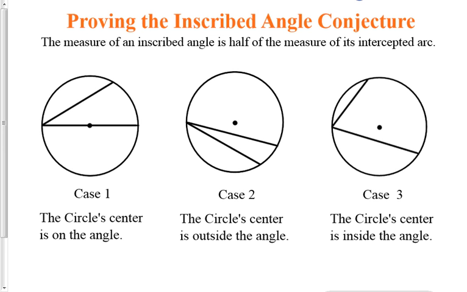The first case is when the center of the circle lies on the inscribed angle. The second case is when the center of the circle lies outside of the angle. And the third case is when the center of the circle lies inside of the angle. Now today, in this lesson, we're going to prove case one only.